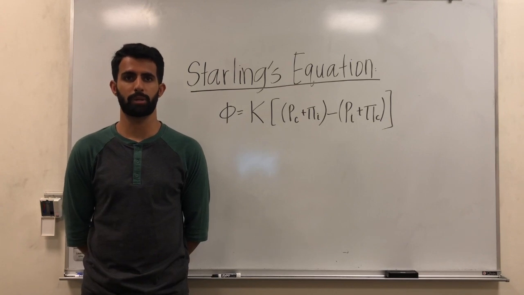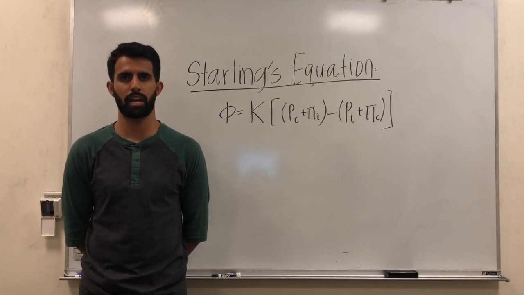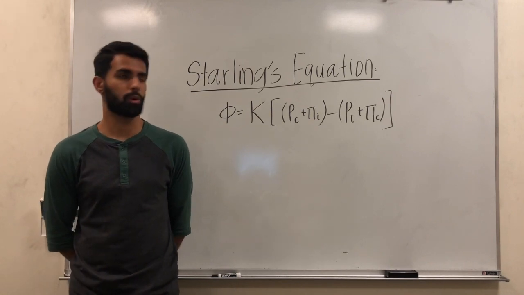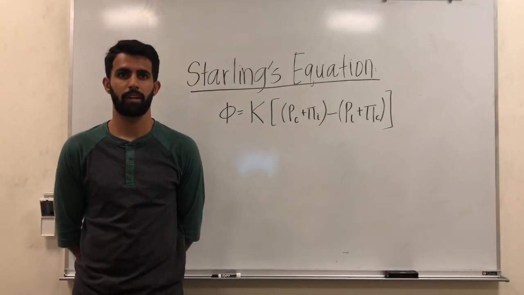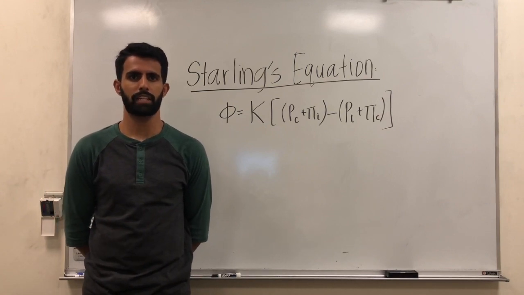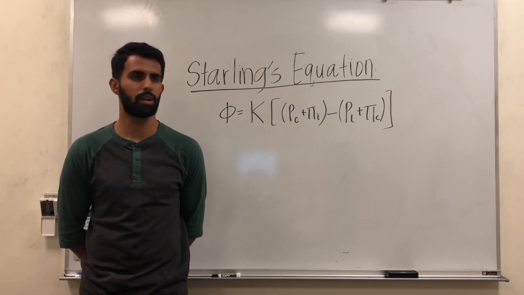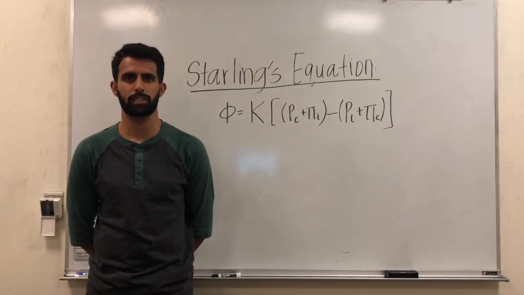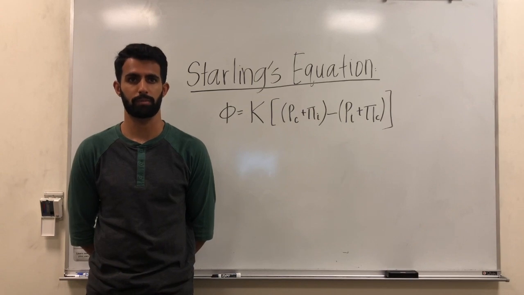There are 2 forces that bring water from the interstitial tissue into the capillaries. The first is the interstitial hydrostatic pressure, or P sub I. This is the pressure inside the tissues that pushes water into the capillaries. The second force is the capillary oncotic pressure, or pi sub C. This is the pressure generated from the solutes within the capillaries that attract water inward.